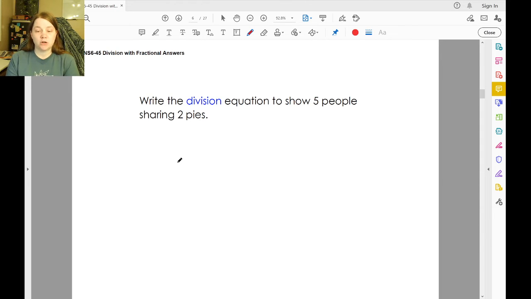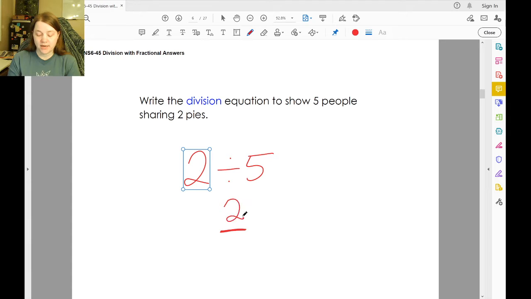Instead of drawing 2 circles for 2 pies, I'm just going to say 2 pies divided into 5 people. So I'm going to split each of these pies into 5 pieces. Or I can also say 2 pies divided by 5 people. You're going to get 2/5 of a pie.